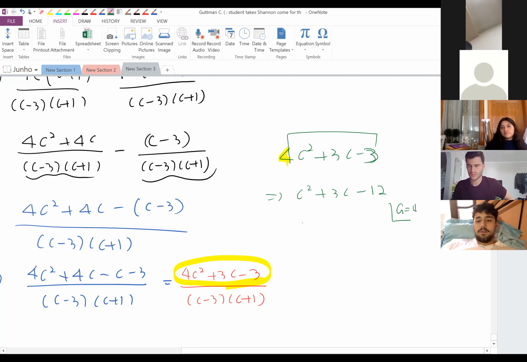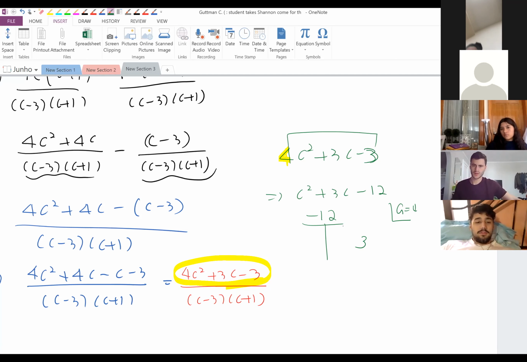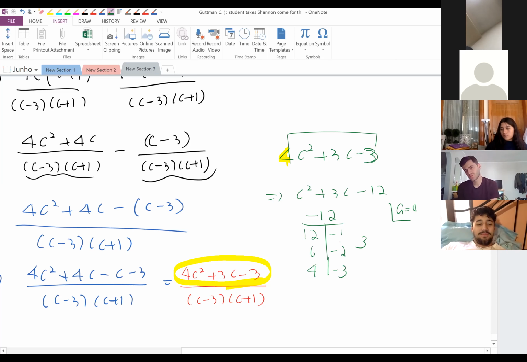Now, multiply them out, negative 12. The sum becomes 3. Can you find two numbers? Multiply them, negative 12. The sum becomes 3. So we can do 12 and 1, 6 and 2, 4 and 3. Nothing, right? Nothing. So I can say that's the answer.